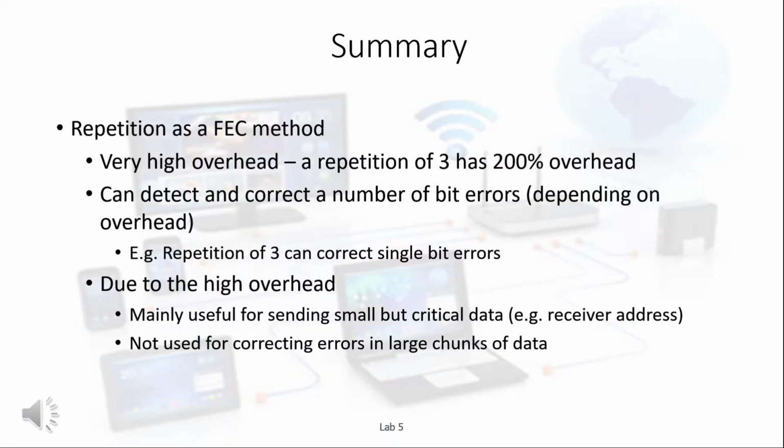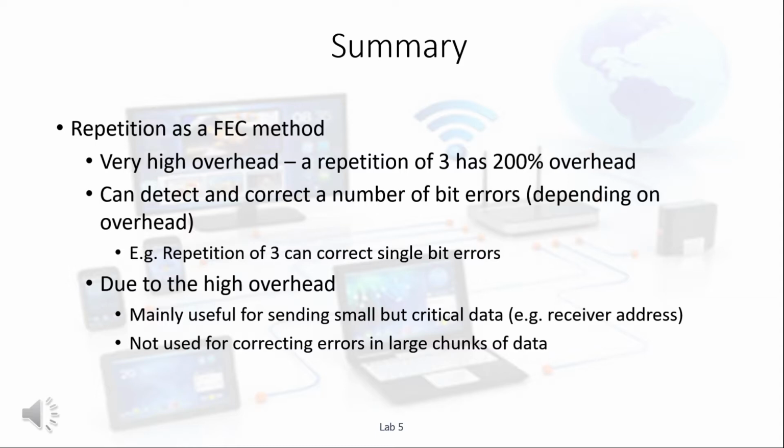In summary, when using repetition as a forward error correction method, we see that there is very high overhead. So for example, our rep rate of 3 has a 200% overhead, right? The original data plus the 2 repetitions. It can be used to detect and correct for a number of bit errors, and this depends on the overhead that you're willing to live with. More overhead, more chance of correcting for more bit errors. We saw the repetition rate of 3 can correct for single bit errors.